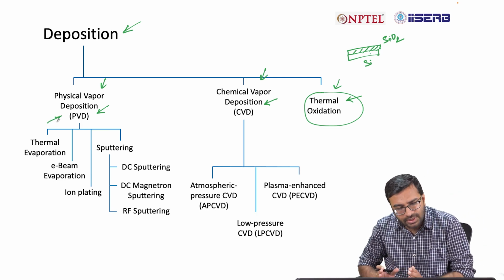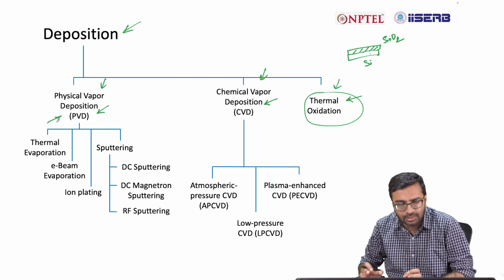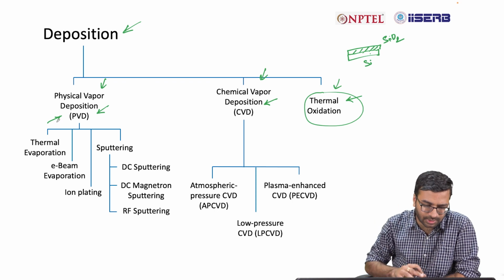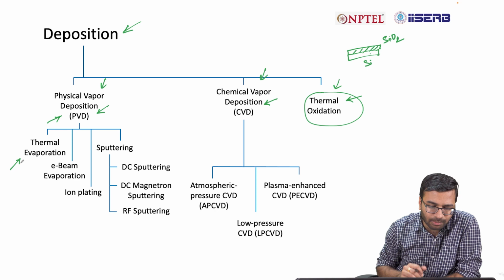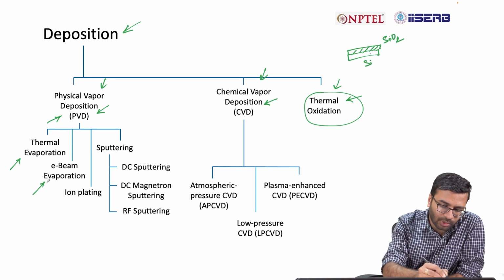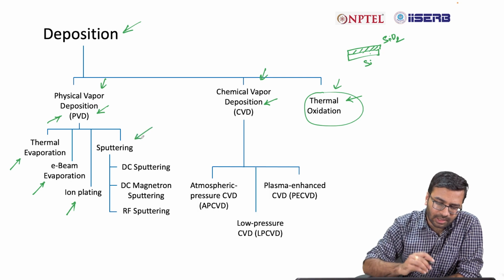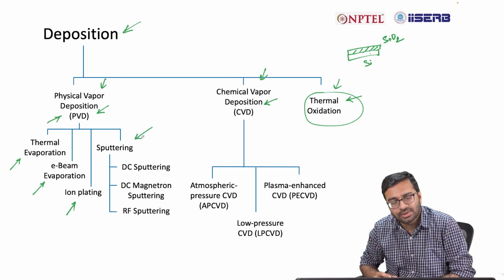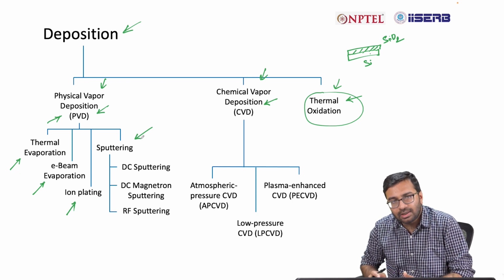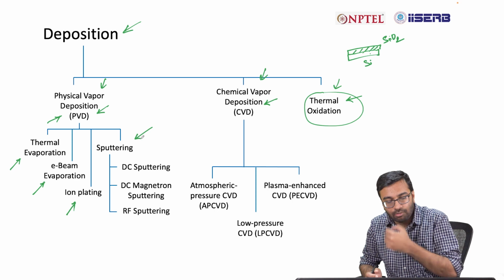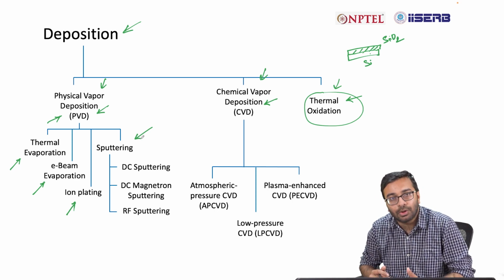So again, physical vapor deposition technique can be classified into different fabrication processes. The first one is thermal evaporation. This is a kind of physical vapor deposition technique. Then you have e-beam evaporation, then you have ion plating, and you can also have a sputtering technique, which is a physical vapor deposition technique. Now each of these techniques is different, and based on your requirement you can decide which process to use for your fabrication.